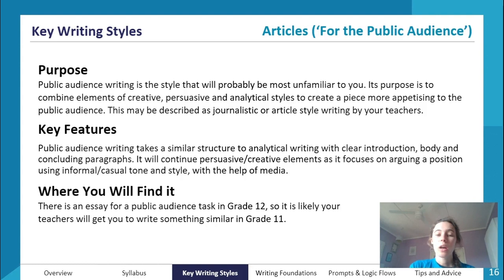So what we often stumble over with this type of writing is we make it too formal, whereas it should be more digestible and more enjoyable to read. So where you will find it, as I said, you've got one in Year 12, and it's likely that you've probably already done one in Year 11 as a bit of a practice for what's to come.